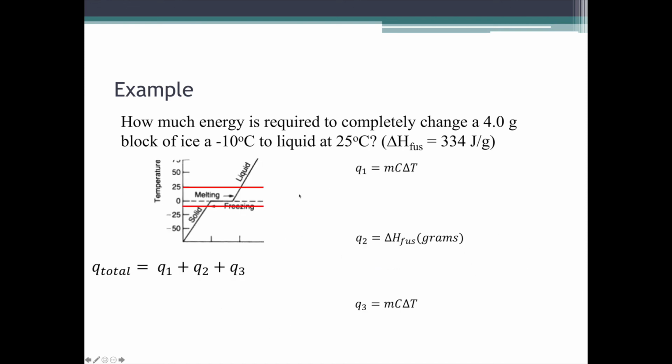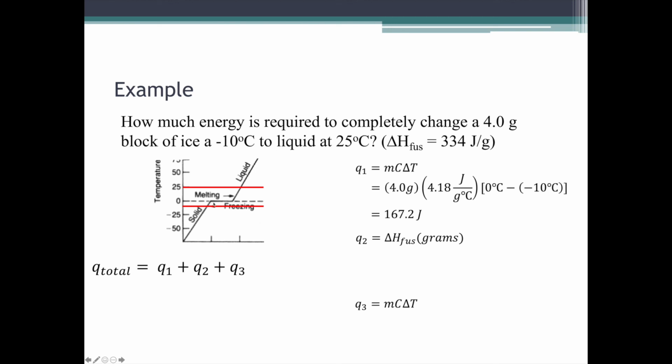So looking at Q1 using MCΔT, the mass I have is 4 grams. The specific heat of water I know is 4.18 joules per gram degree Celsius. And then for the temperature change, that line segment ends at 0 degrees Celsius, so my final is 0. I subtract my initial, negative 10. So 0 minus negative 10 is, of course, positive 10. So when I multiply all these together, I get 167.2 joules.